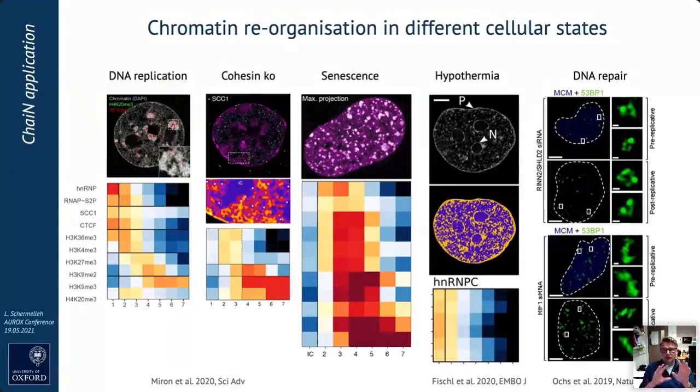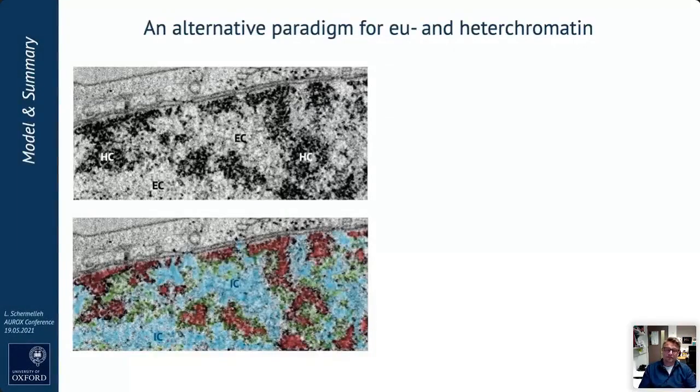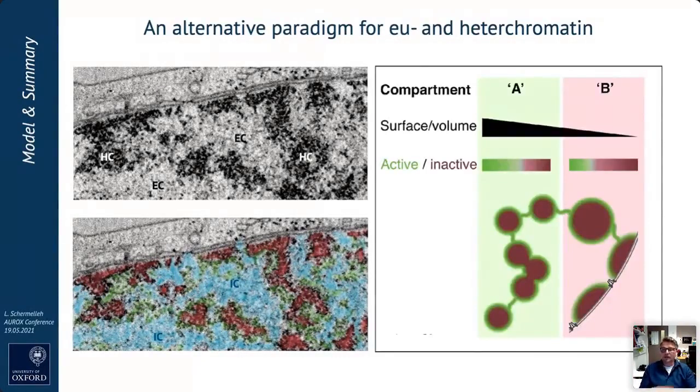So we've used this workflow to look at various biological processes, from DNA replication, loop extrusion, senescence, DNA repair, you name it. And I want to refer to those papers if you're more interested in that. But the message I want to take home today is that we have these domains, and really euchromatin, the active part, is at the surfaces of domains, and heterochromatin or silent chromatin is in the interior of these domains. And we have a separated compartment for RNA processing. So in a way, it's a new paradigm for how to think about euchromatin and heterochromatin.